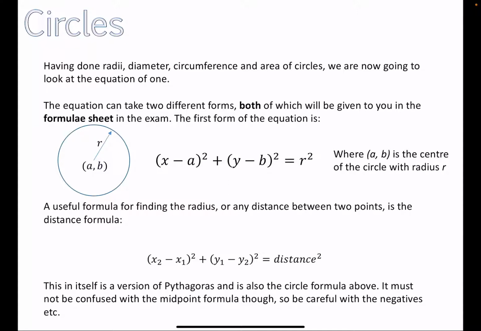The bottom line is this formula will actually be in your formula sheet, okay? And you can use it if you wanted to find the distance between 2 points, okay? You can use that circle formula and just replace the letters with the points that you're trying to find the distance between. The distance between the two x's squared plus the distance between the two y's squared will equal r squared. As I say, it's just basically Pythagoras.